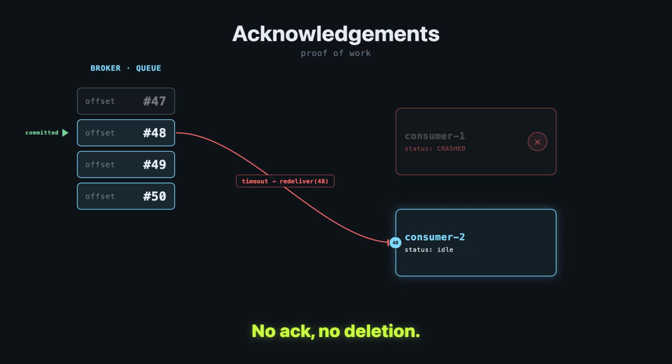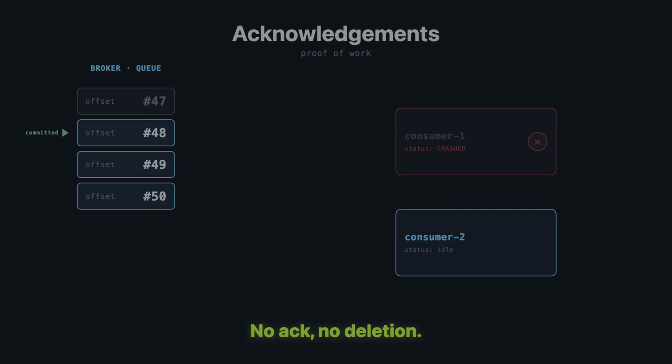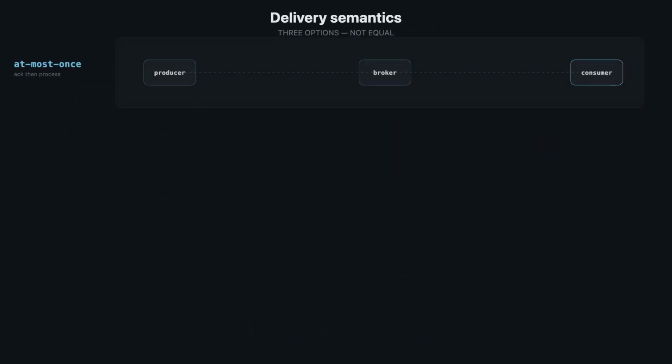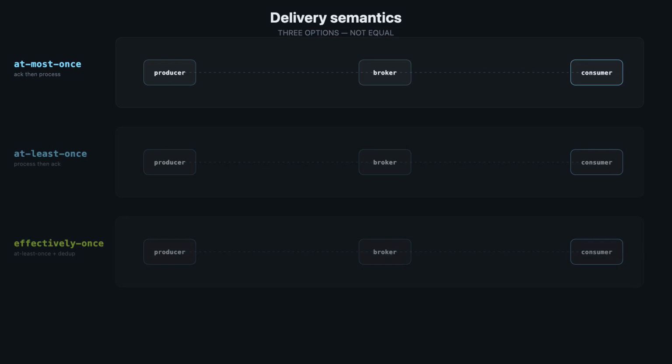The broker never drops a message just because somebody took it. It only drops it when somebody confirms they handled it. Which sounds great, until you realize it leads directly to our next problem. Because of that redelivery, you have to choose what you want. There are 3 options, and they are not equal.